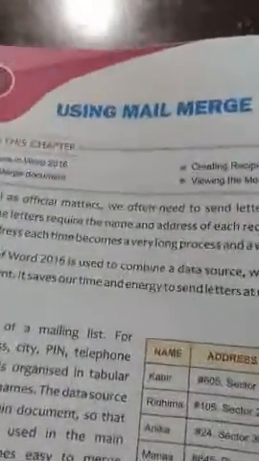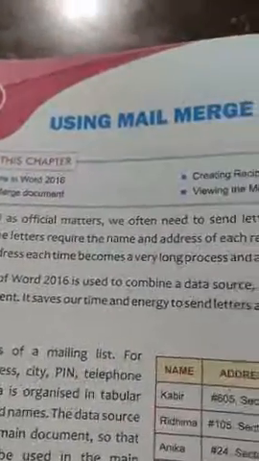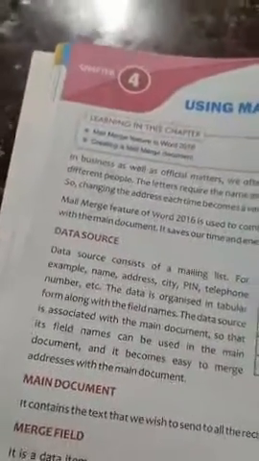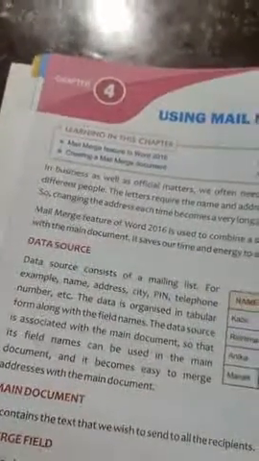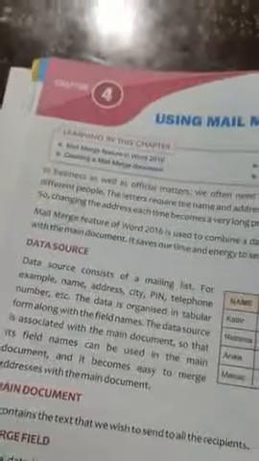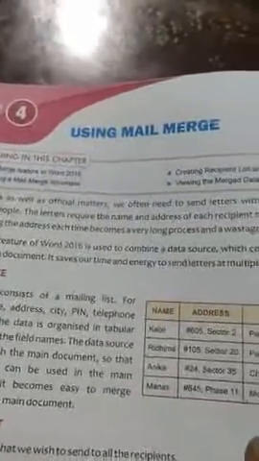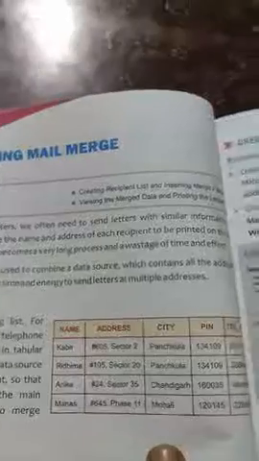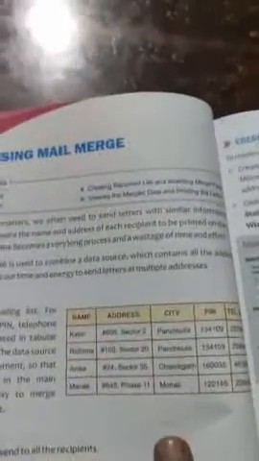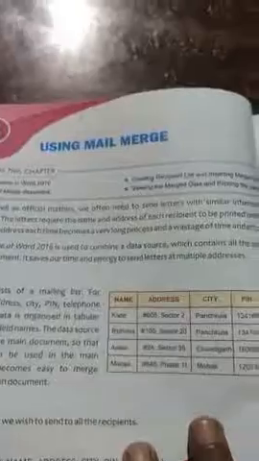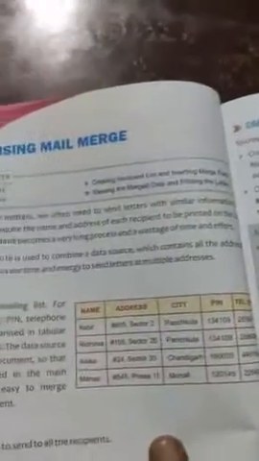Ashok Kumar Misra. Today, we are going to continue with the fourth chapter of class five, using mail merge. What is mail merge? In business terms, like official matters, we always need to send a letter with similar information to different people. The letter requires the name and address of each recipient to be printed on the heading of the letter.